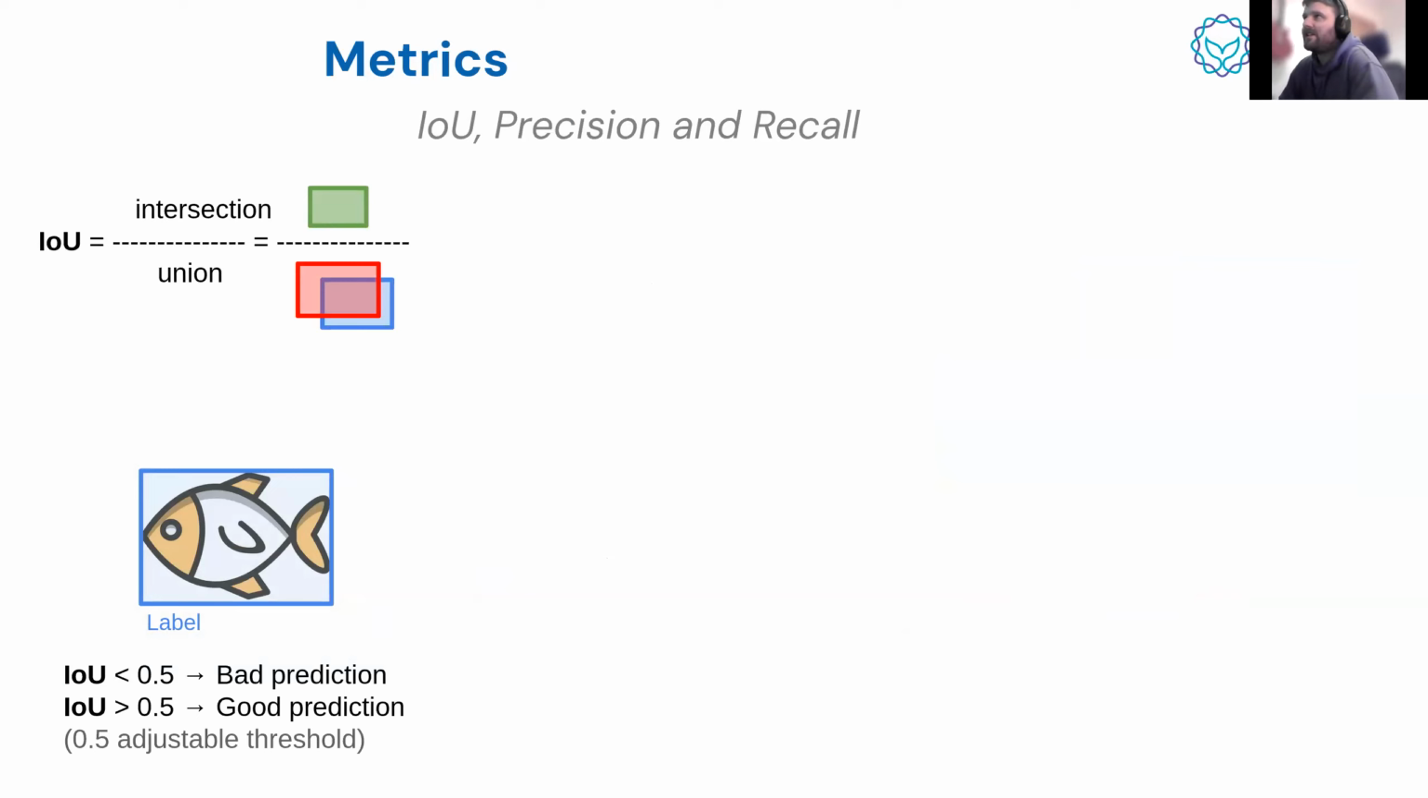The first metric that we need to look at is the intersection over union. If we have a fish like this, and we have a prediction, then what we need to define first is the intersection over union, which is the common area between the label and the prediction. Usually, if a prediction has an IOU less than 0.5, it's considered a bad prediction. And if it is greater than 0.5, it's considered a good prediction. This 0.5 is adjustable. Some people are using 0.7, whatever. It really depends on how precise your localization needs to be.